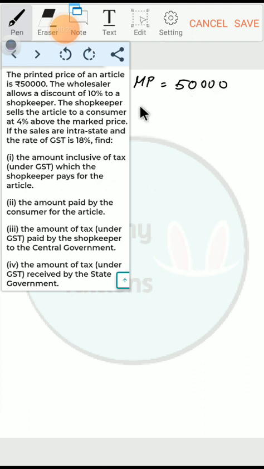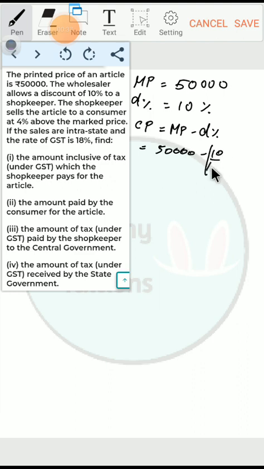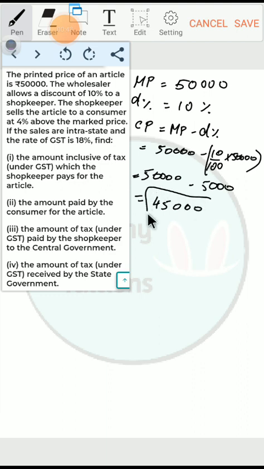And the rate of discount for a shopkeeper, the discount percentage, is 10%. So from this we can take the cost price, marked price minus the discount percentage, is the cost price. 50,000 minus discount percentage 10% of 50,000, that is 50,000 minus 5,000. That is rupees 45,000 is the cost price.